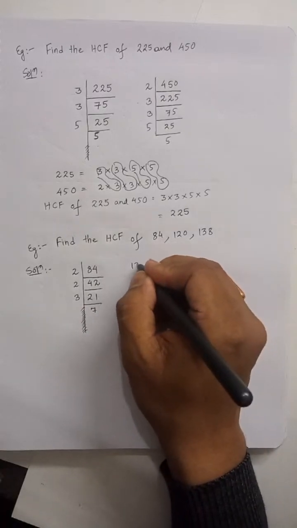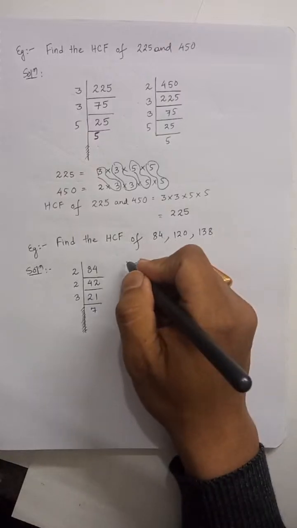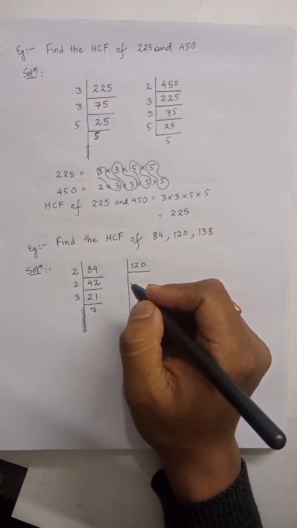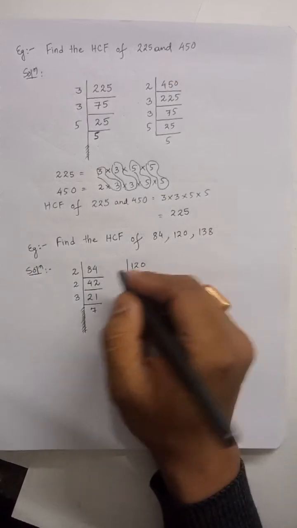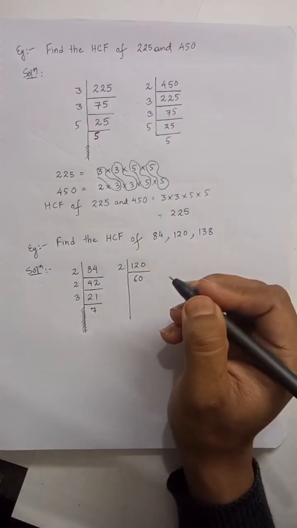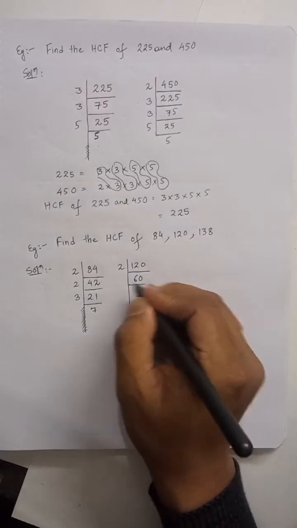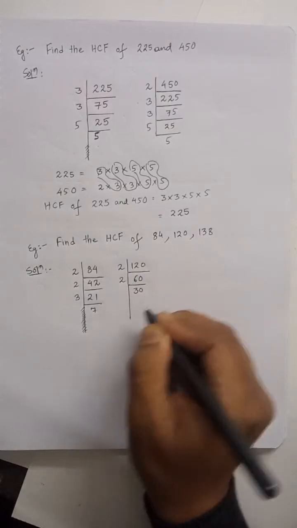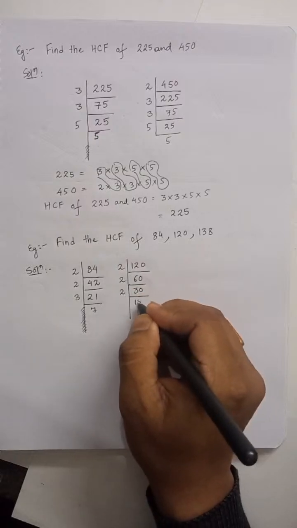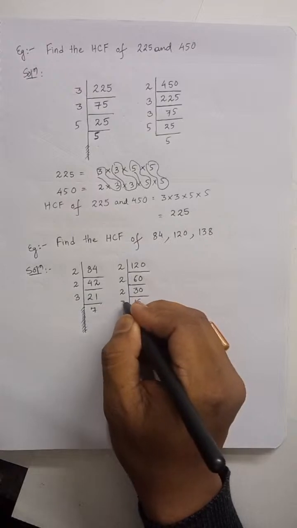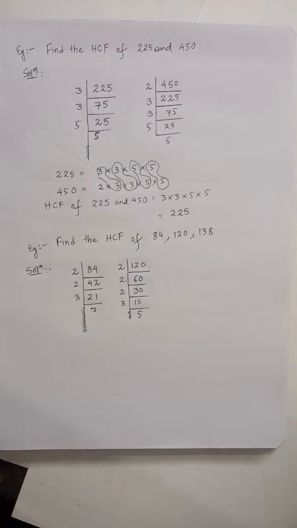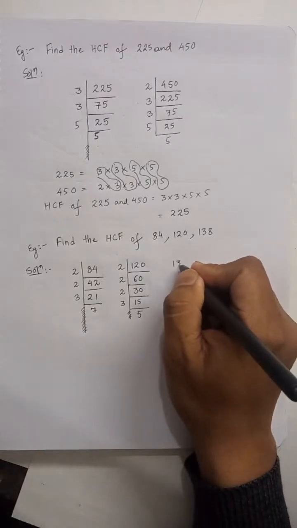Next, 120. So 120 divided by 2 is 60. 60 is divisible by 2, so 60 divided by 2 is 30. 30 is divisible by 2, so we get 15. And 15 is divisible by 3 and 5. Okay. And lastly, 138.